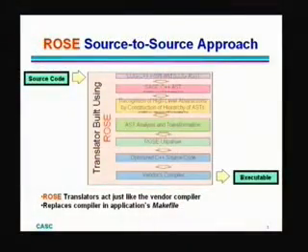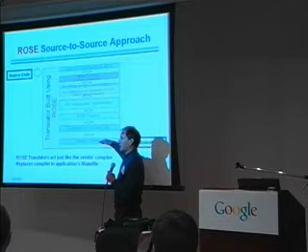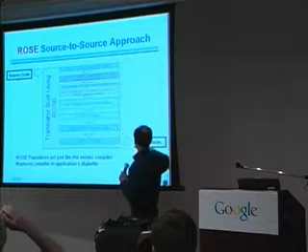It's a source-to-source approach, which means that a translator built using ROSE takes in source code and it outputs an executable. Now, it's source to source internally, but internally we're going to hand it off to the vendor's compiler, and the vendor's compiler is going to compile that generated source code that we generate and generate an executable.